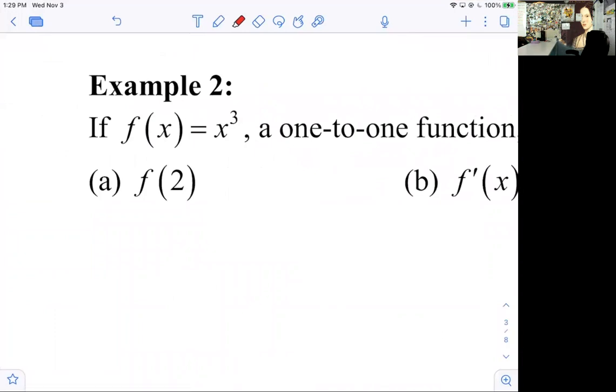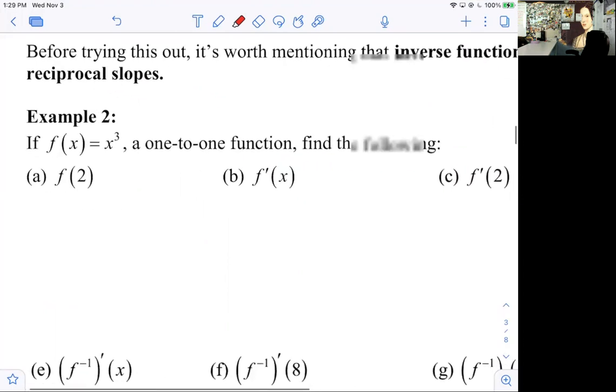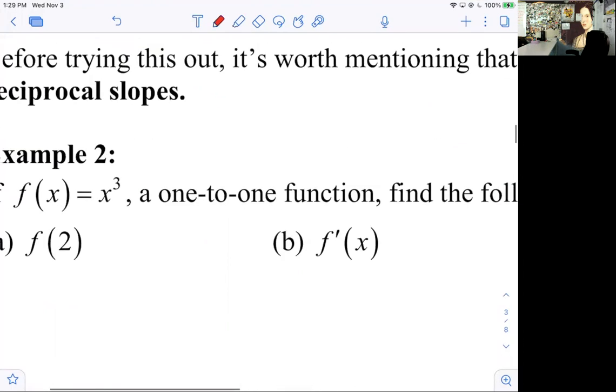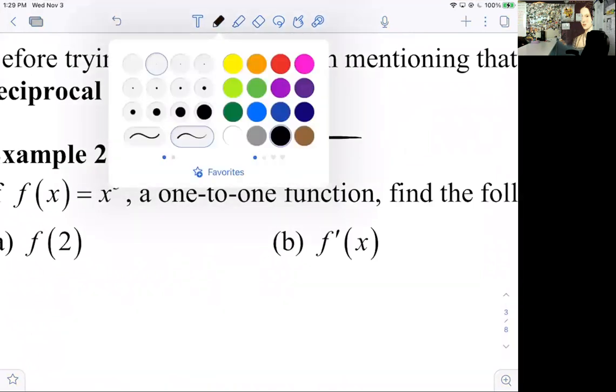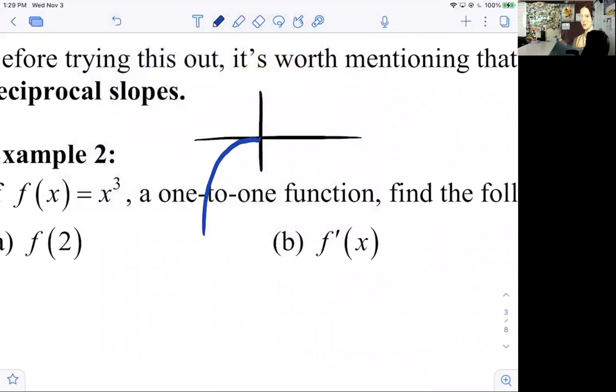Let's come down here to example 2. Let's say we have f of x equals x cubed. It's a 1-to-1 function, isn't it? Let's quickly graph x cubed. We know what that looks like. Here's what the graph of y equals x cubed looks like. Or, I call it f of x equals x cubed. Give it a specific name. It is 1-to-1, right?